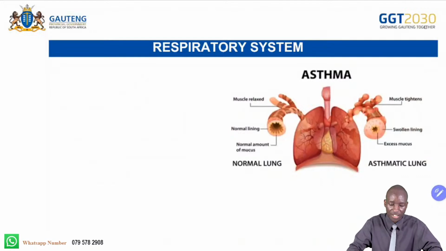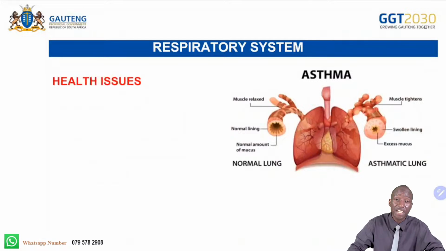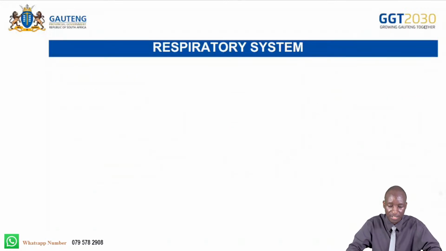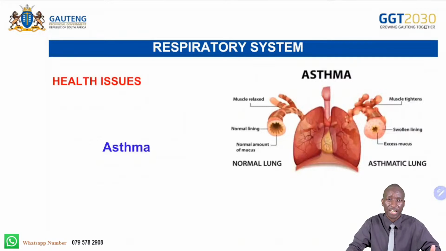What else do you need to know about this system? Health issues to do with the respiratory system. First of all, we're going to look at asthma. What is this disease about? We say that this one is a disorder which affects breathing. Let's compare those two lungs, the normal lung and the asthmatic lung. Check out what happens when a person is affected by asthma.